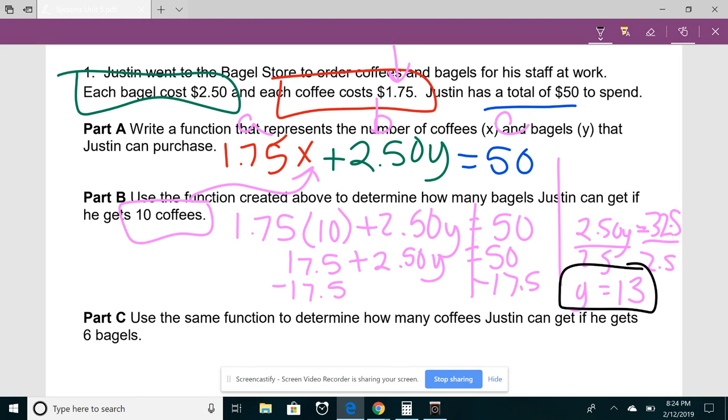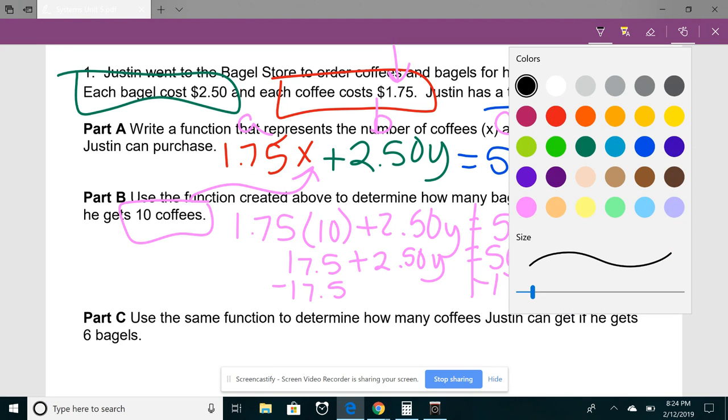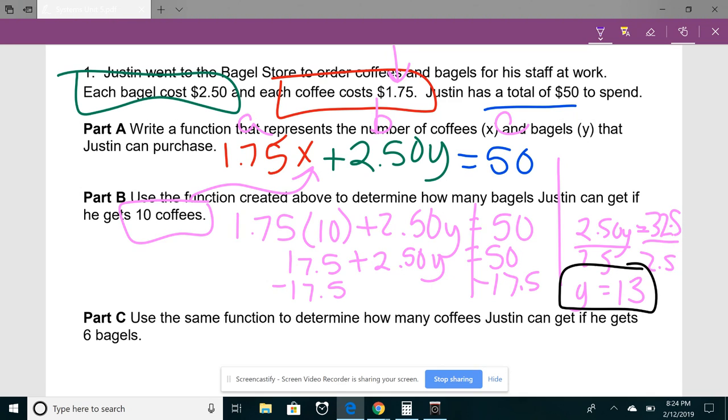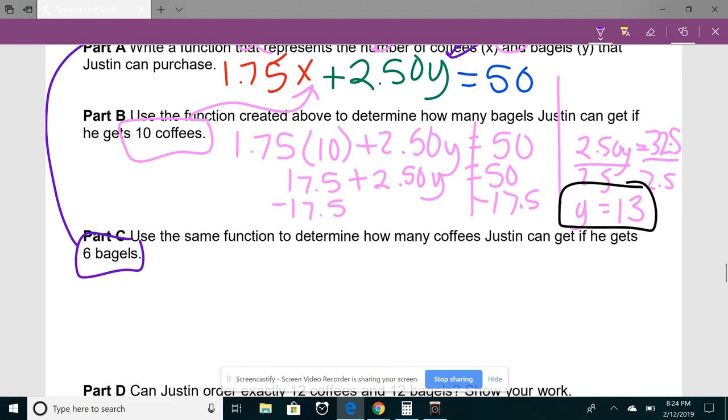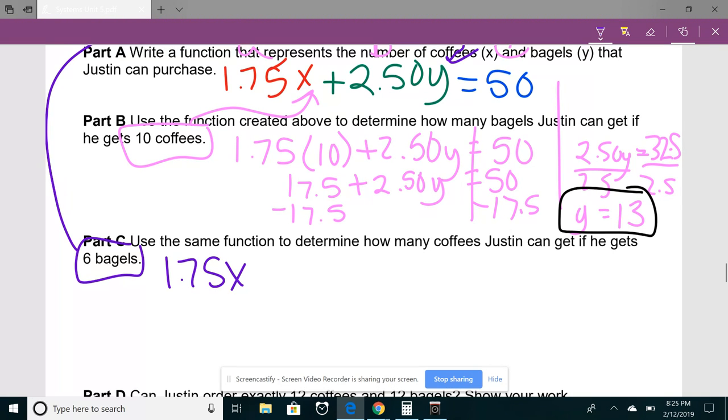Part C says use the same function rule to determine how many coffees Justin can get if he orders 6 bagels. So with this one, we're going to plug in 6 bagels for y. So it's going to go into the y of our equation. And we're still going to leave x. Okay, so we have $1.75x. That's what we're trying to solve for, the number of coffees, plus 2.5 times 6, which equals 50. I'm going to solve this.